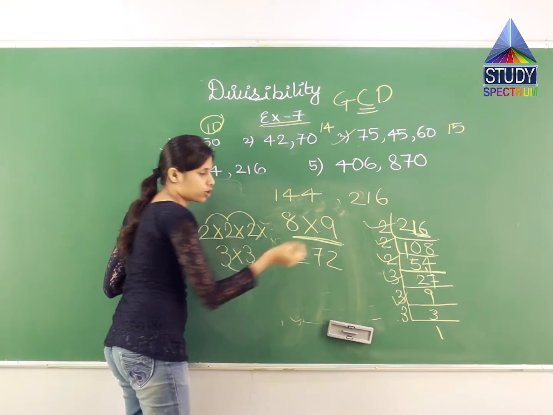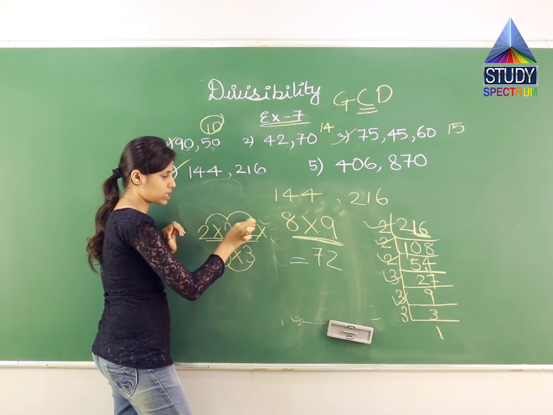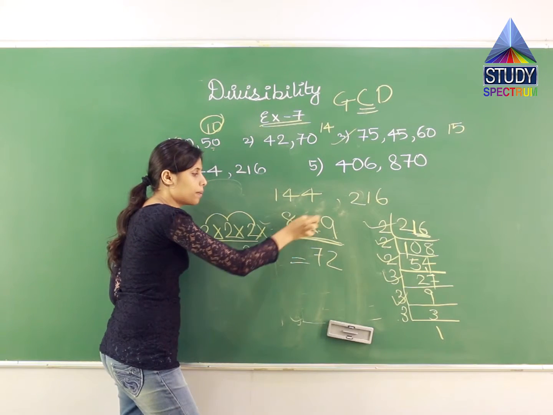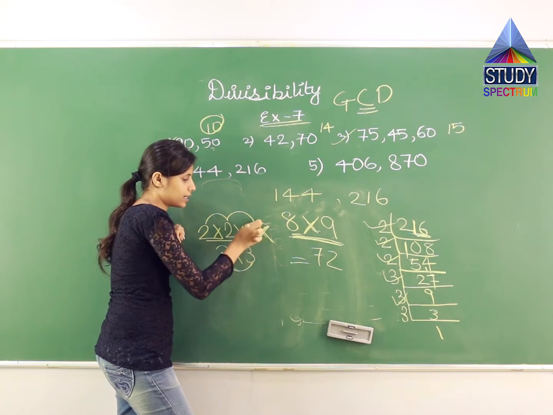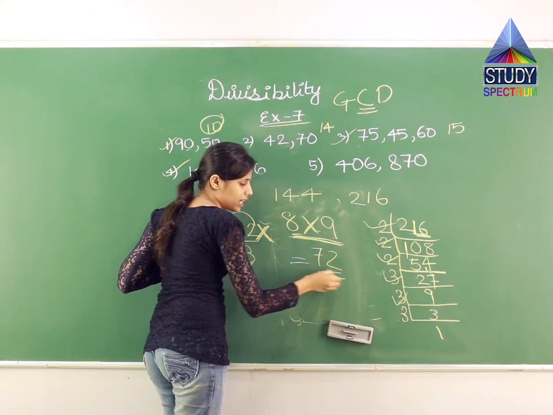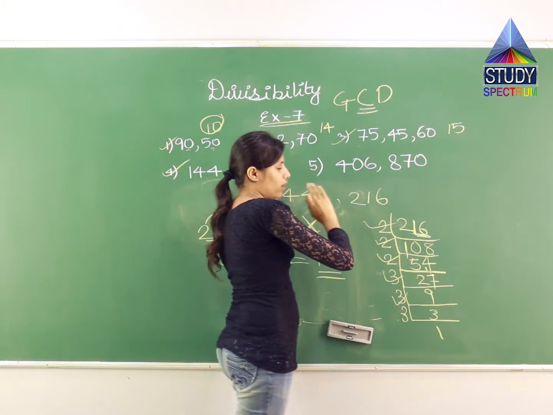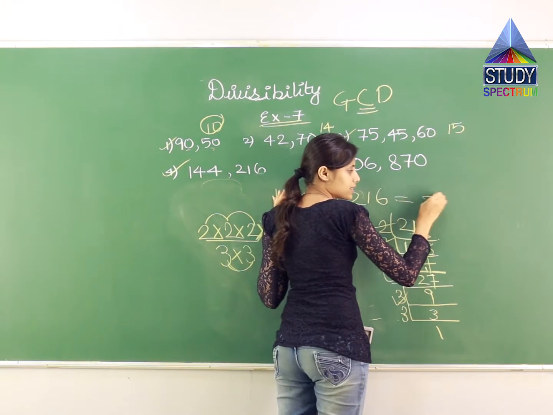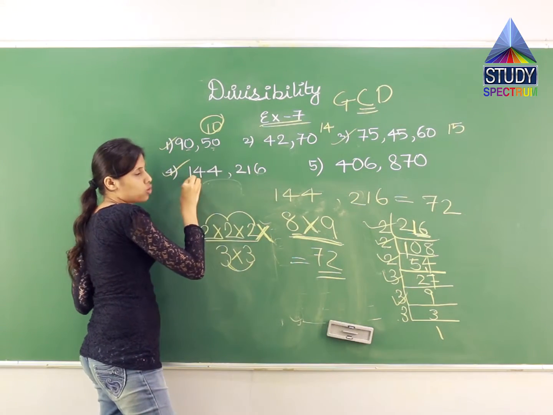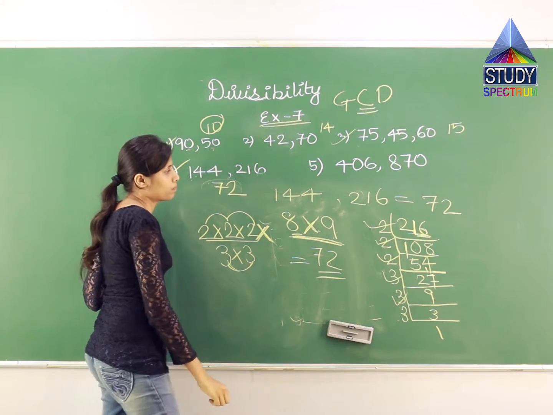ये मुझे कैसे मिला 8 और 9? See पहले तो मैंने सब 2s को मल्टीप्लाई किया. 2 2s are 4, 4 2s are 8. I got 8. सब 3 को मल्टीप्लाई किया, 3 3s are 9. इन दोनों को भी मल्टीप्लाई किया क्योंकि बीच में मल्टीप्लिकेशन साइन है ना. So this multiplication sign over here which gives me 8 9s are 72. I got 72. So what is the GCD for 144 and 216? It is 72. So I can say that the GCD for these two numbers, that is 144 and 216, is 72.